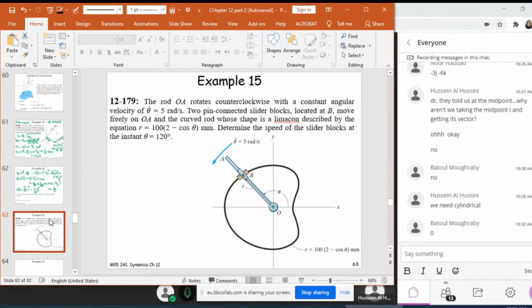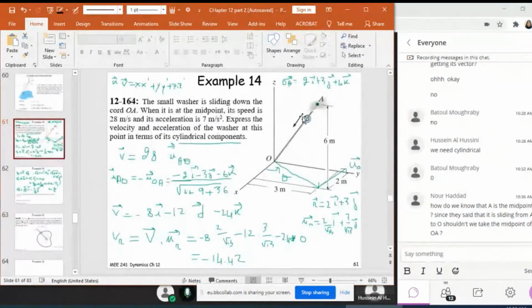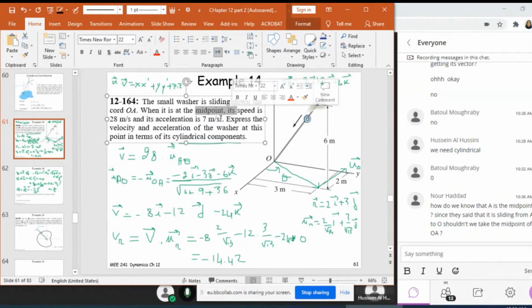Any question? How do we know that A is the midpoint? Since they said that it's sliding from A to O. In fact, this is not it. They are saying it is sliding down the chord OA, and they are giving me the coordinates of this point. Right? Its speed is 28, its acceleration is 7. Okay? When it is at the midpoint, they are giving me the speed and the acceleration. Of course, they have to give me the coordinates.